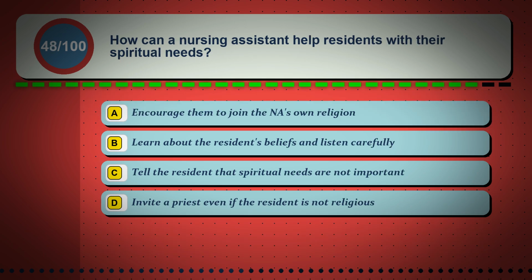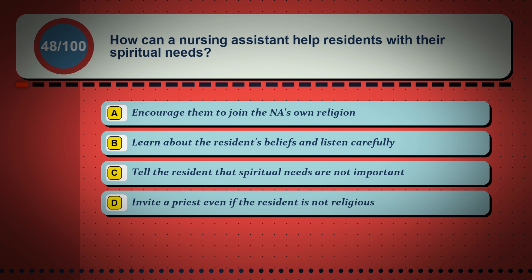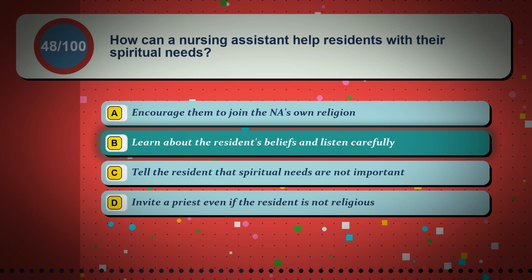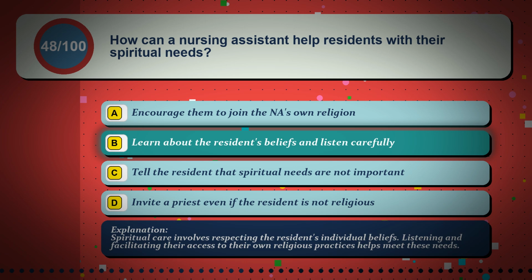Question 48. How can a nursing assistant help residents with their spiritual needs? Option A. Encourage them to join the NA's own religion. Option B. Learn about the resident's beliefs and listen carefully. Option C. Tell the resident that spiritual needs are not important. Option D. Invite a priest even if the resident is not religious. The correct answer is option B. Learn about the resident's beliefs and listen carefully. Spiritual care involves respecting the resident's individual beliefs. Listening and facilitating their access to their own religious practices helps meet these needs.